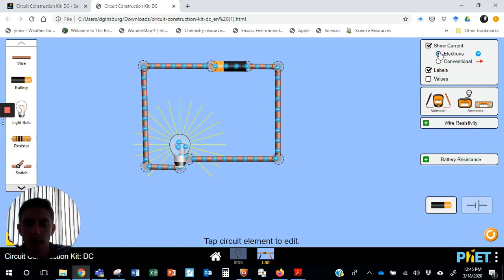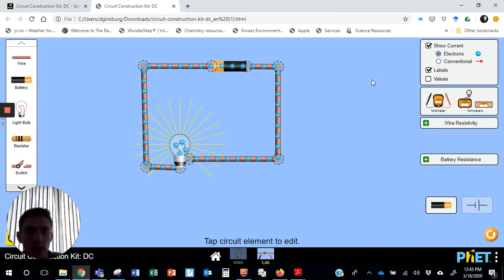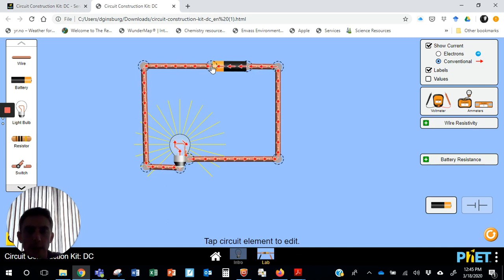Remember, we told you that conventional current is what we used to think happened, and that would show the movement of a positive charge. So if over here I click on conventional, now I've got red arrows. The red represents a positive proton. If I put a positive proton near the positive terminal of the cell, it would be repelled. Like charges repel. So a conventional current would go from positive to negative around your circuit. And when I get here to the negative terminal, the positive proton would be attracted to that negative terminal.